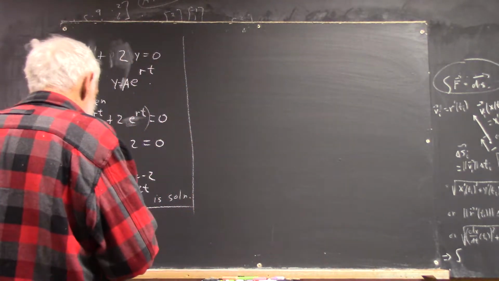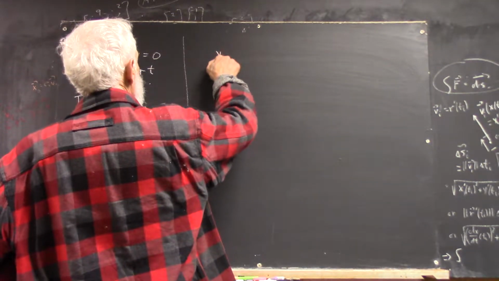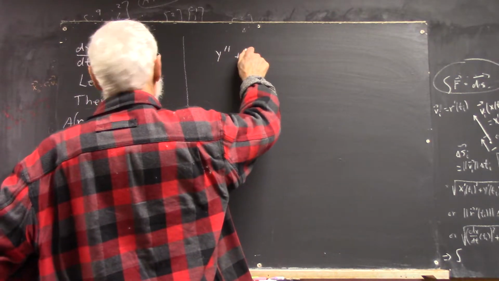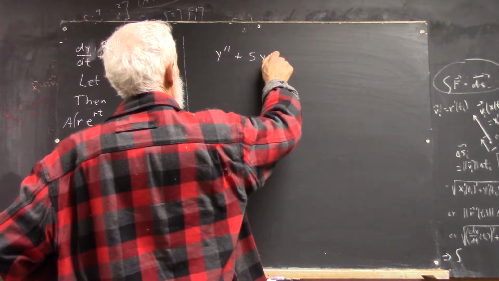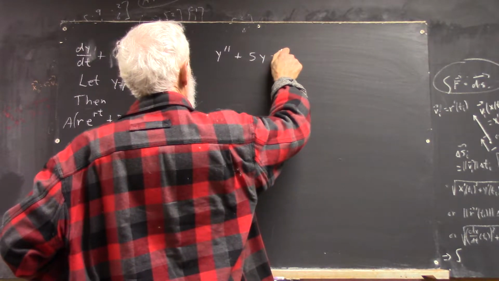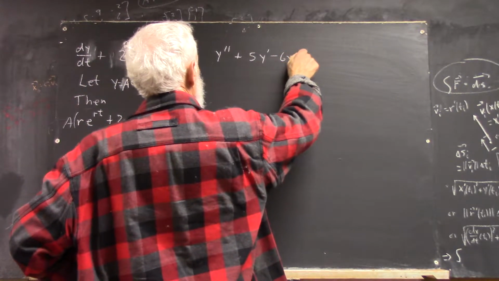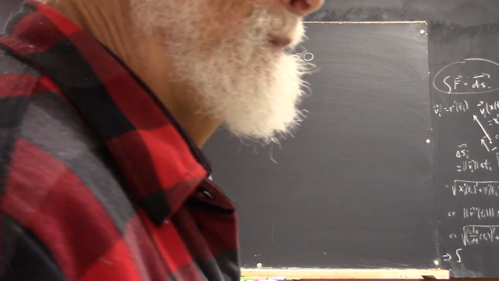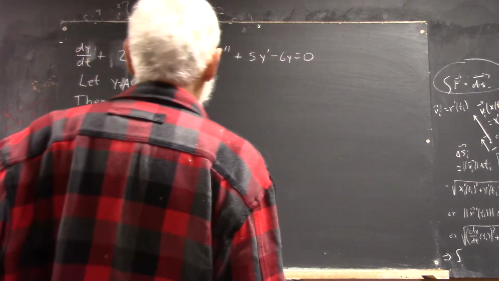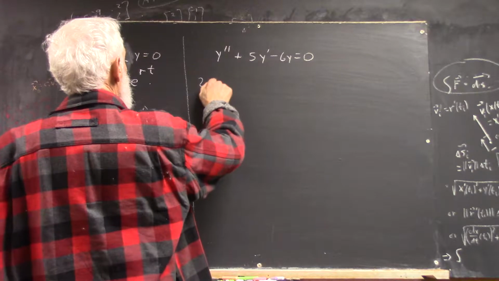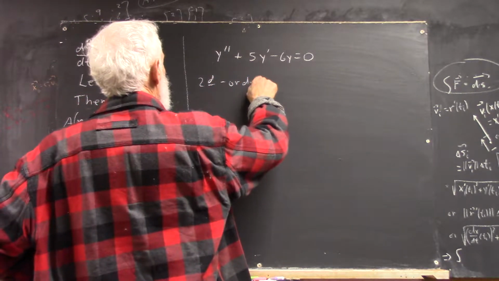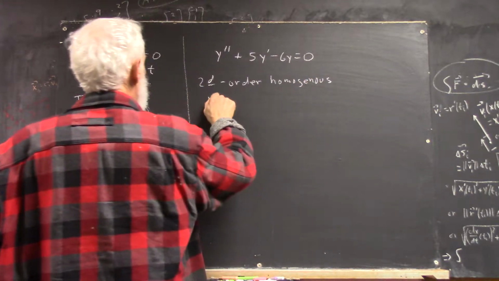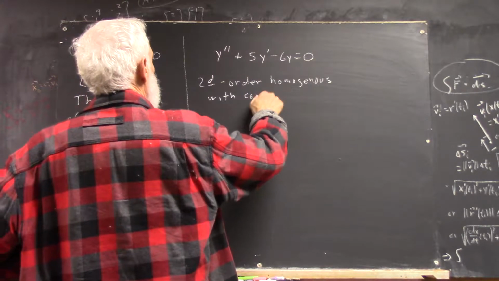Okay, well, let's say now that my equation is y double prime plus 5y prime minus 6y equals 0. Okay? Well, this is second order. Second order homogeneous with constant coefficients.